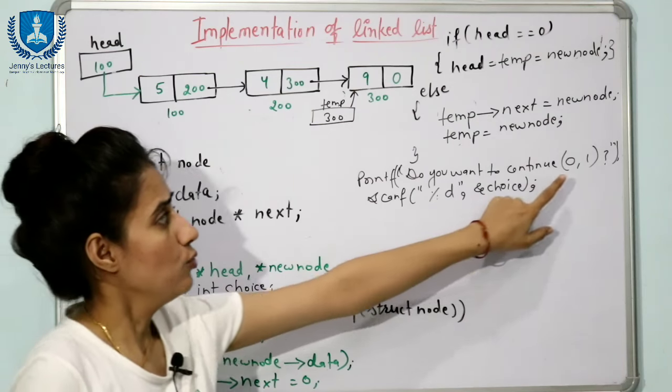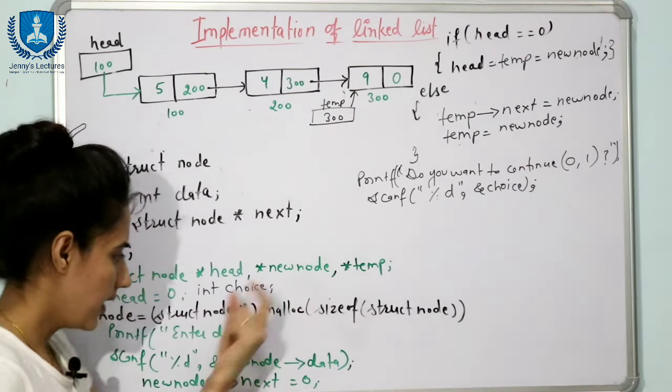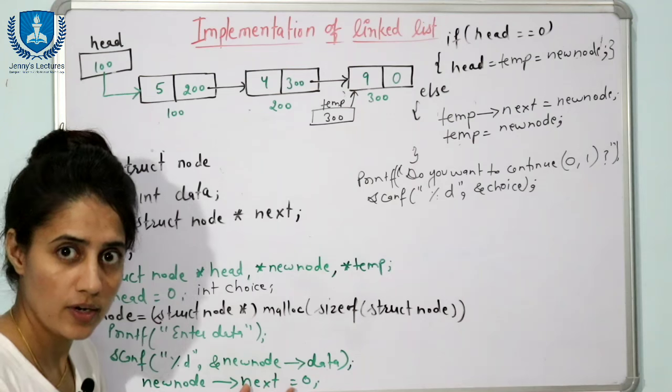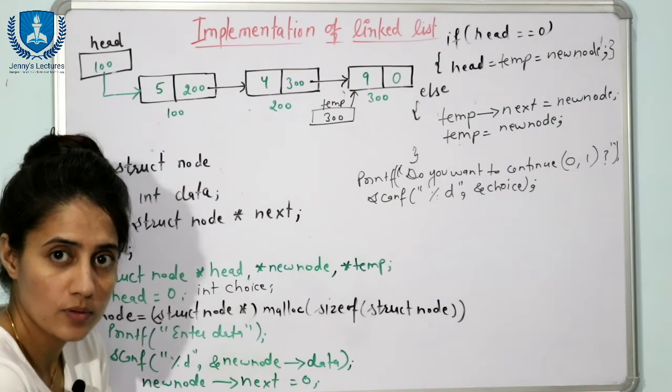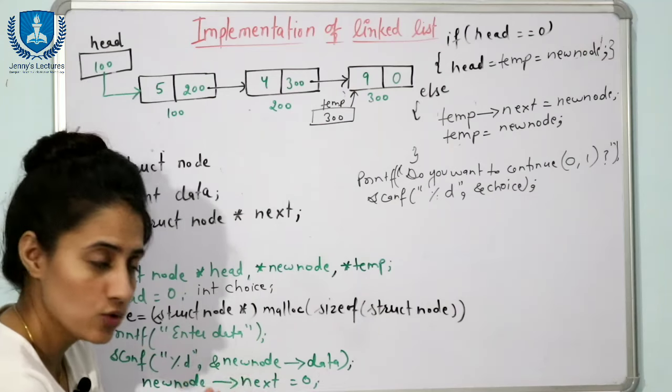Now if user presses 1, it means again this code is going to run. Fine, so now we have to write this code into a while loop. Fine, so where you will write this while loop?